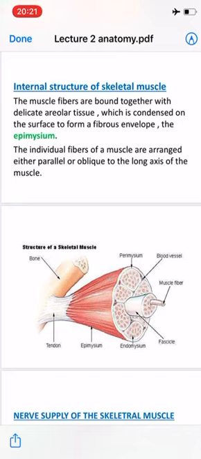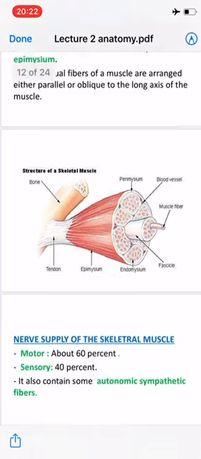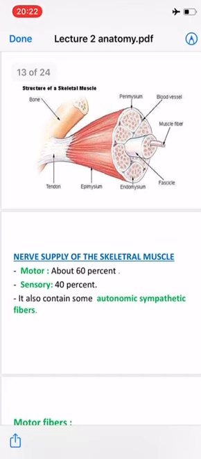The individual fibers of the muscle are arranged either parallel or oblique to the long axis of the muscle. والألياف العضلية مترتبة تكون أما بشكل موازي أو بشكل مائل للمحور الطولي للعضلة, and this picture shows how the muscle fibers are arranged.